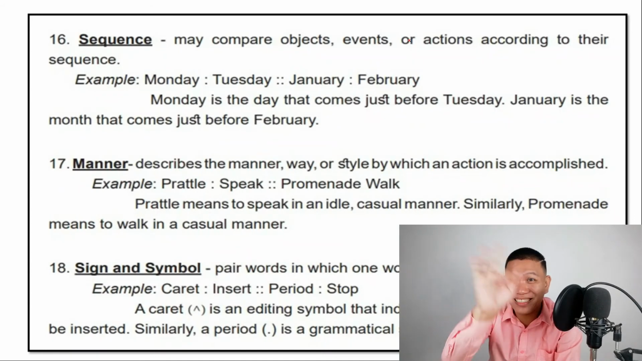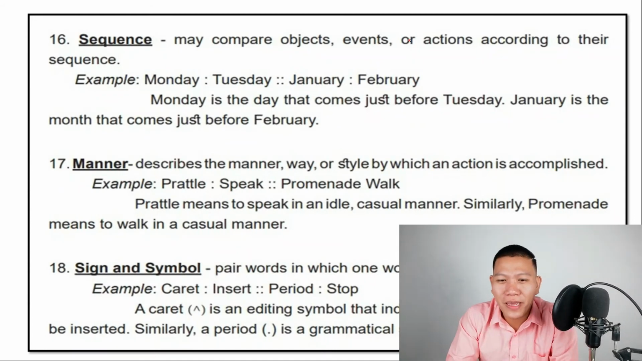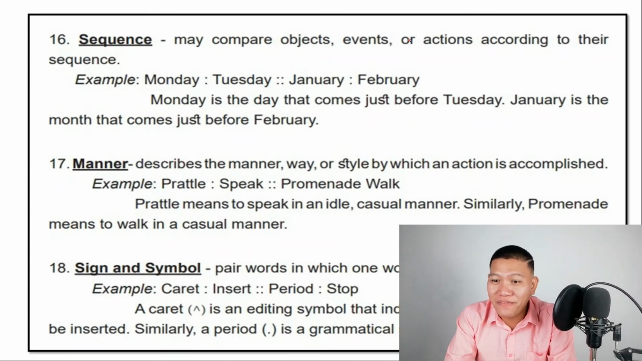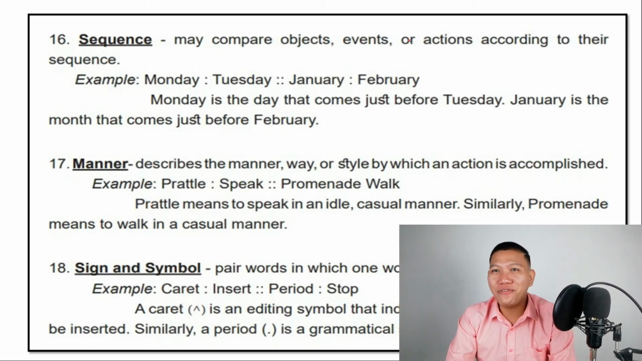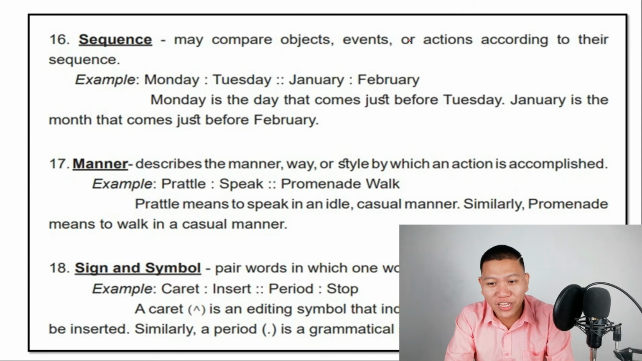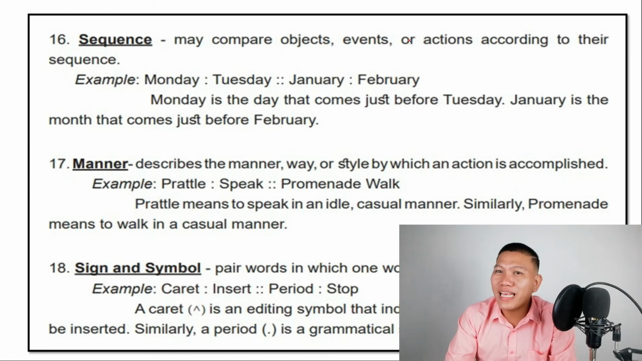Number 16, sequence. Comparing objects, events, or actions according to their sequence. Monday is to Tuesday, in the same way, January is to February. What comes after Monday? Tuesday. So what comes after January? February. Basic.